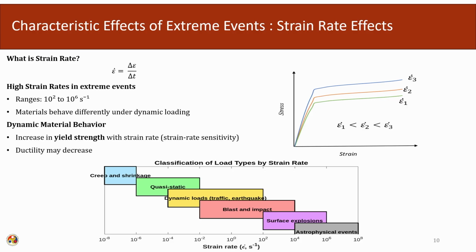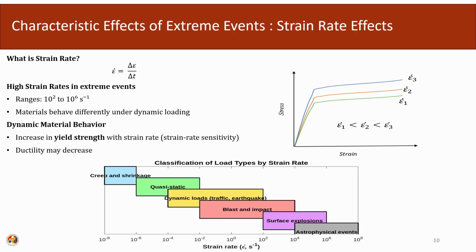Some of the characteristics of blast loading or this extreme type of loading is that the rate of loading is very severe. If we talk about our normal dynamic loads such as earthquake load or wind load, they come into our medium range of loading, so the strain rate is very low. When we are talking about blast and impact events, surface explosions, they come into very high strain rate events.